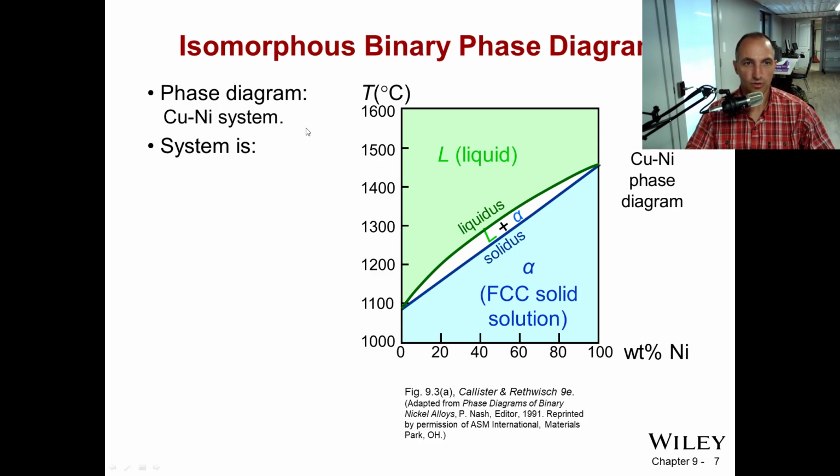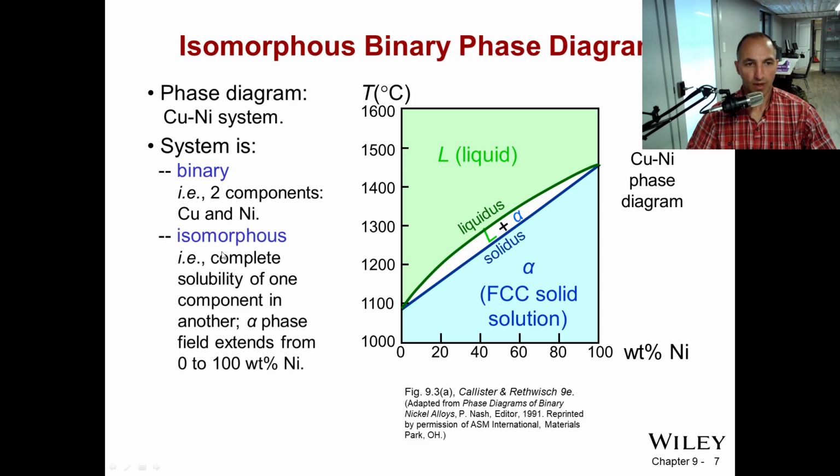Another term here to introduce is isomorphous. So isomorphous just means that we have a single phase. And the system is binary. We have two components, copper and nickel. And so isomorphous, again, it means that we have complete solubility of one component in the other. Single alpha phase exists all the way from 0 to 100% nickel. This alpha phase exists all the way across here. We don't have any other solid phase that we're introducing to the system. So that's considered isomorphous.